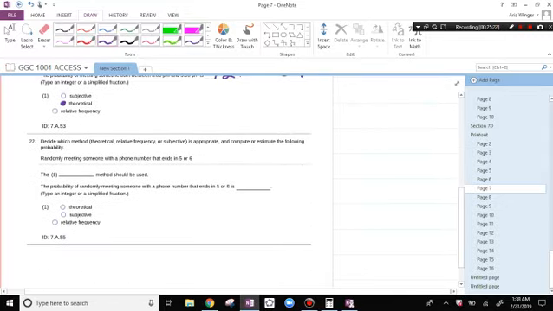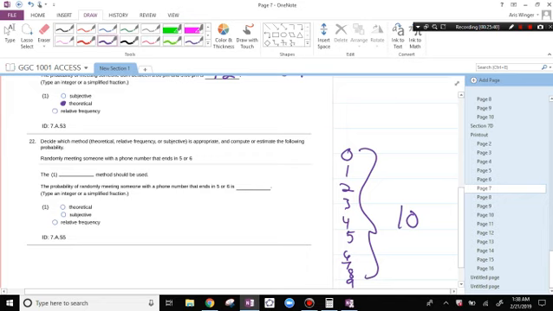Decide which method is appropriate and compute or estimate the following probability. Randomly meeting someone with a phone number that ends in 5 or 6. Well, a phone number could end in the digits 0, 1, 2, 3, 4, 5, 6, 7, 8, or 9. This is actually 10 numbers. So out of the 10 numbers, you want a 5 or a 6. Those are 2 numbers out of 10. That reduces to 1 out of 5.